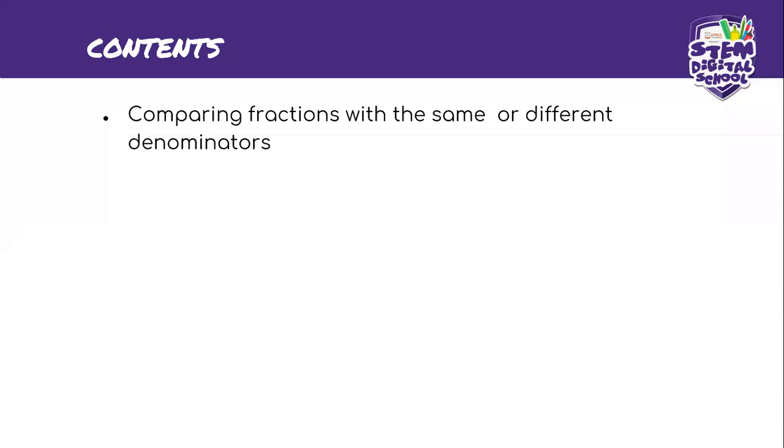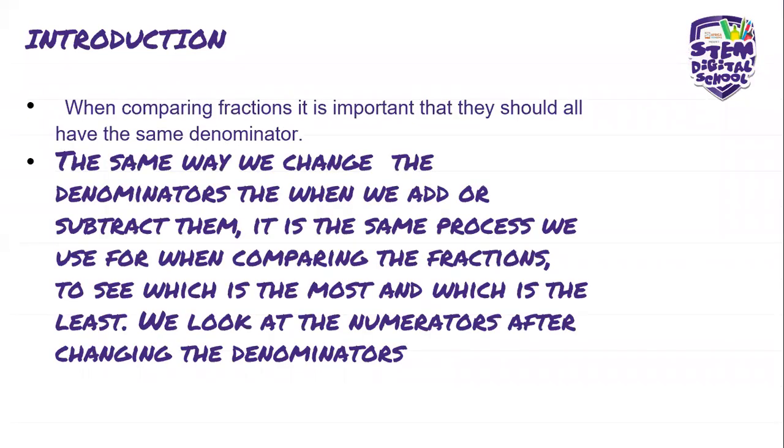Right, so comparing fractions with the same or different denominators. When we're comparing fractions, it is important that they all have the same denominator. Why? Because if all of the fractions have the same denominator, which one would be the most? Which one would be the least? Which one would be more? Which one would be less?